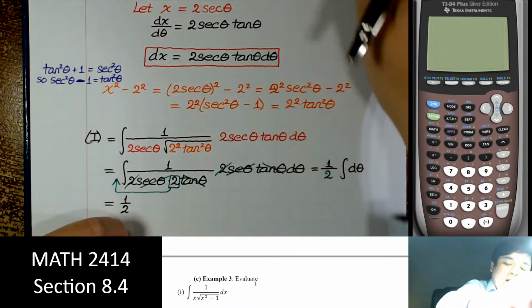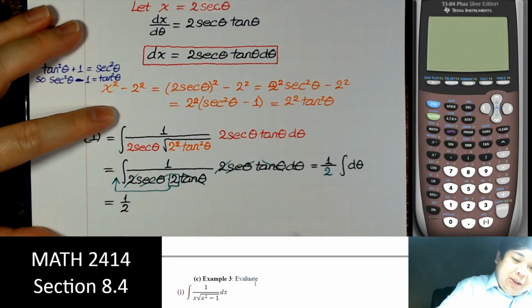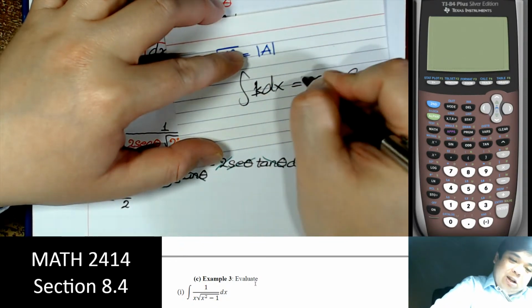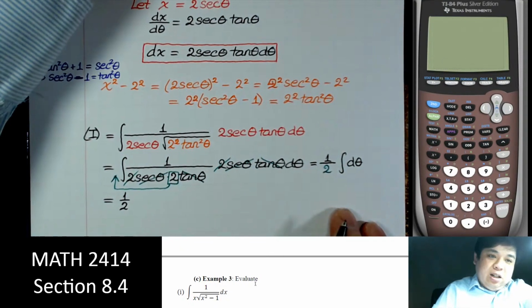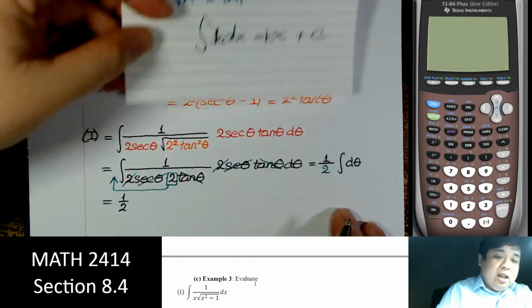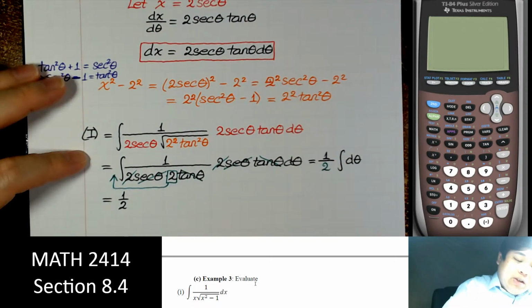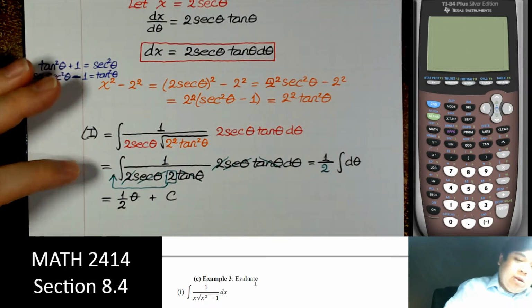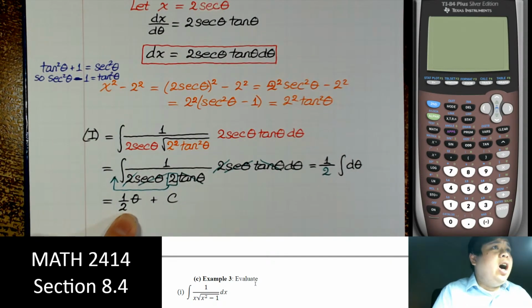Now we just have theta instead of x. If this is a constant, that would be kx. But the constant is equal to 1 in this case, and theta instead of x. So we have 1/2 theta plus c. Right. Finally, what will be theta?